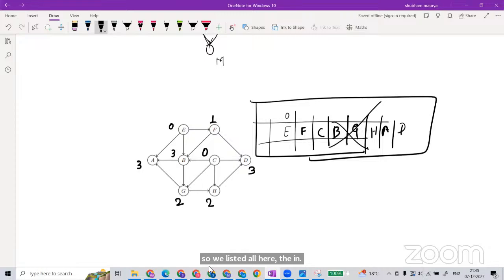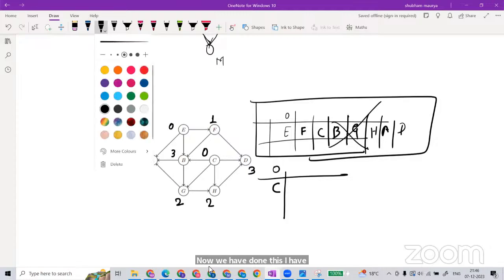Now we'll proceed with the vertex which has in degree 0. Previously I started with E, no? So I will now start with C, because this also has in degree 0. Whichever has in degree 0, we will start sorting from there. So first I started from C. In degree of this one is 0. Now we have done this. I have just listed it here.